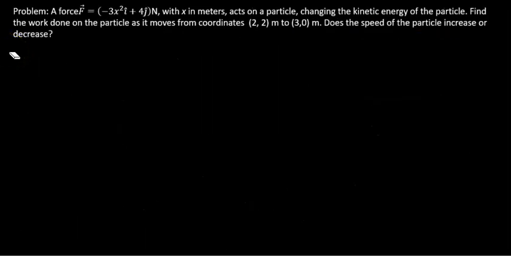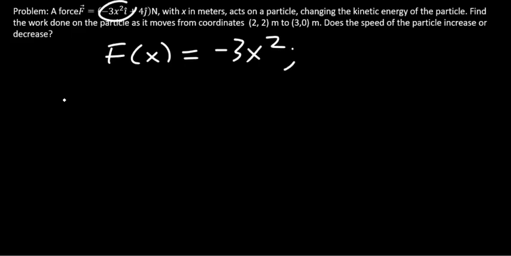Problem 2. This is a two-dimensional case. This is a two-dimensional force with such an expression, x in meters again, acting on a particle, changing the kinetic energy of the particle. Find the work done on the particle as it moves from coordinates (2, 2) to (3, 0). Does the speed of the particle increase or decrease? Let's look at the force function. The x component of that force is minus 3x squared. The y component of the force is a constant, which is 4.